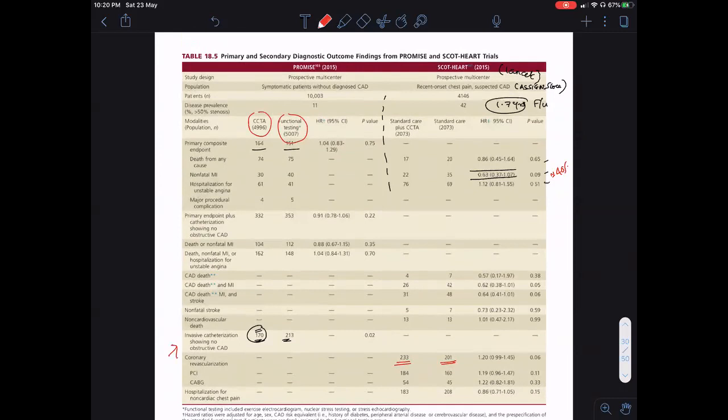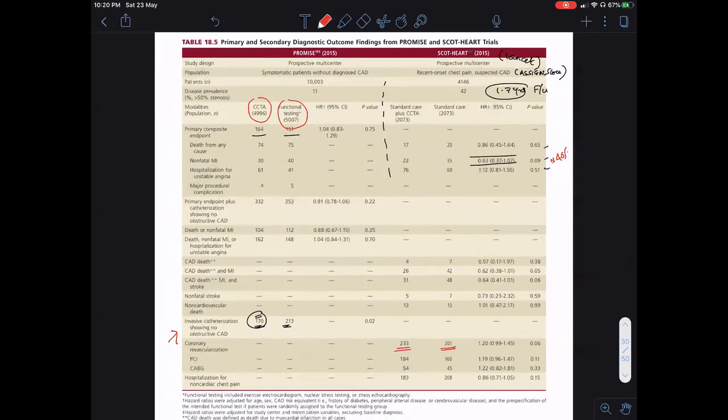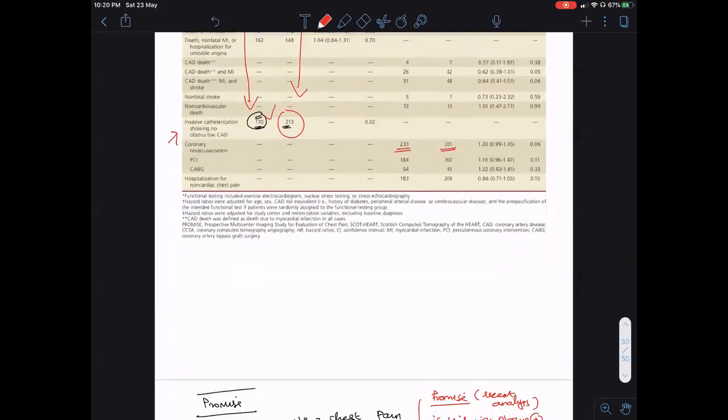However, an interesting piece of information from this trial was that in patients who underwent CCTA, the total number who subsequently underwent cardiac catheterization and ended up showing obstructive CAD was 170. But in the functional testing group, the numbers were higher. So the authors concluded that CCTA probably will predict patients who have non-obstructive CAD at some point in the future.